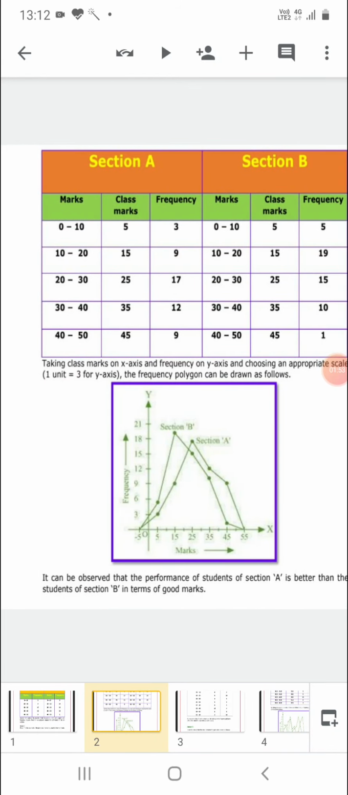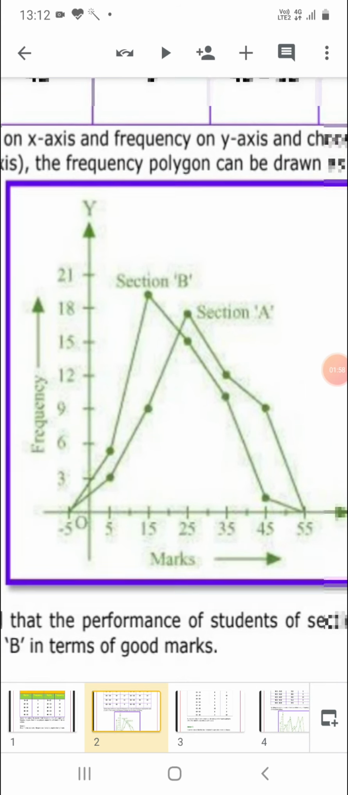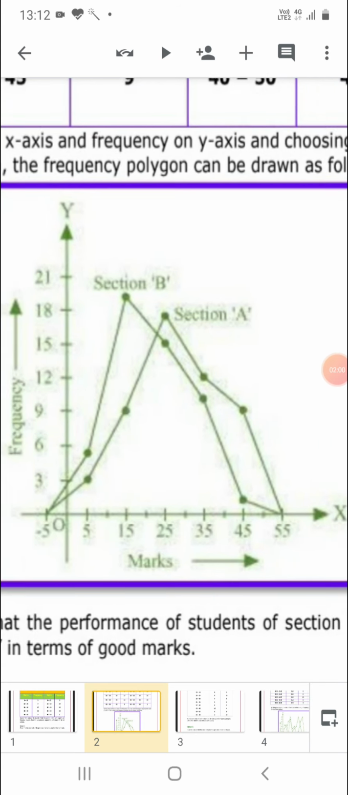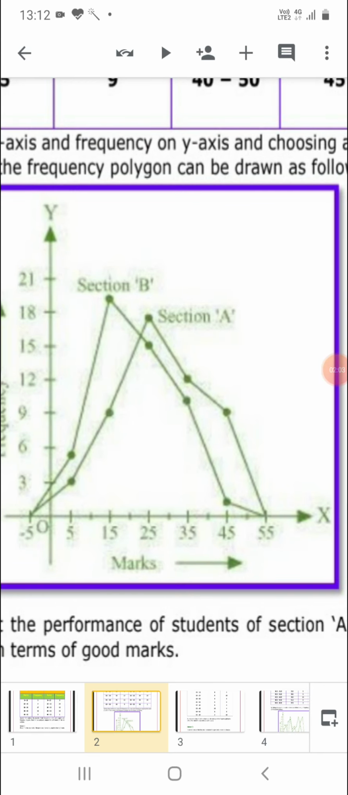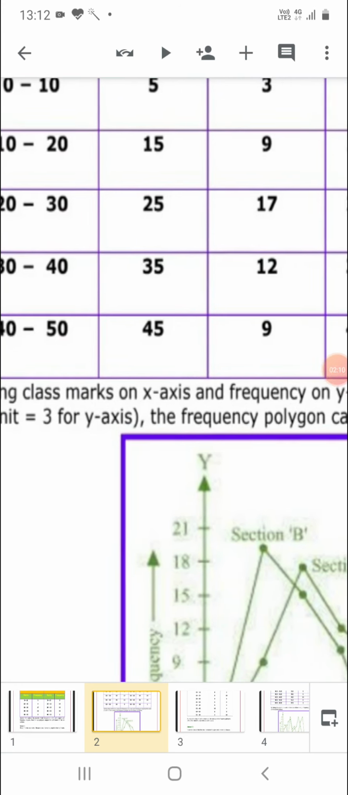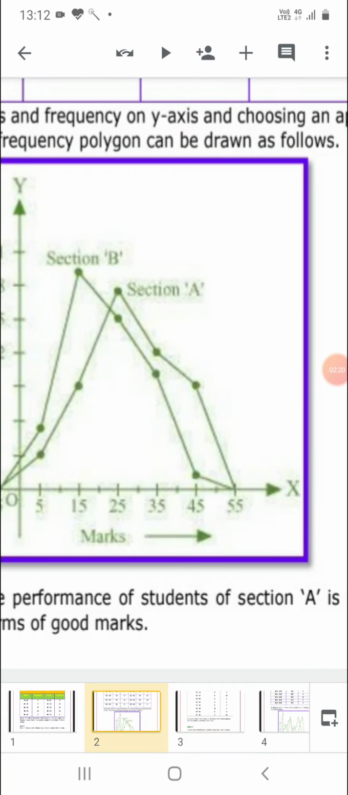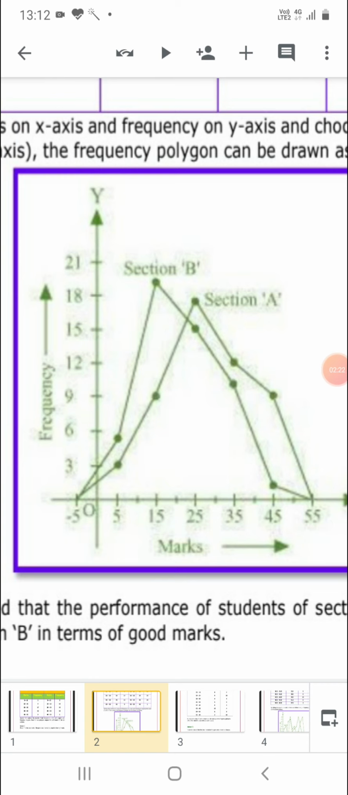Now you have to make a polygon in the same way as we have done earlier. First of all, make the x-axis. Along the x-axis we will mark marks, and along the y-axis we will take frequency. Because we are going to use class marks for the frequency polygon, we are using 5, 15, 25, so we'll mark only these numbers on the x-axis, taking equal gaps in between them.